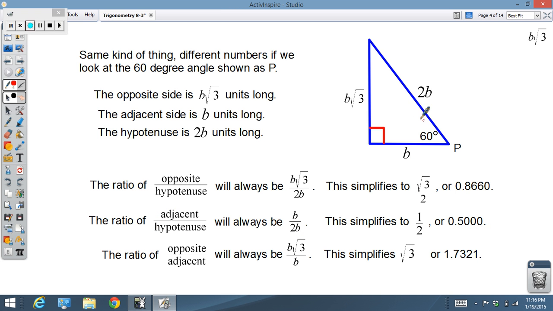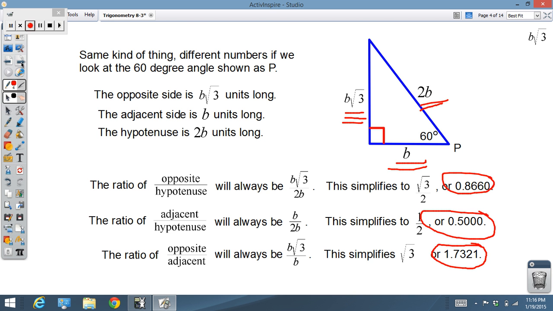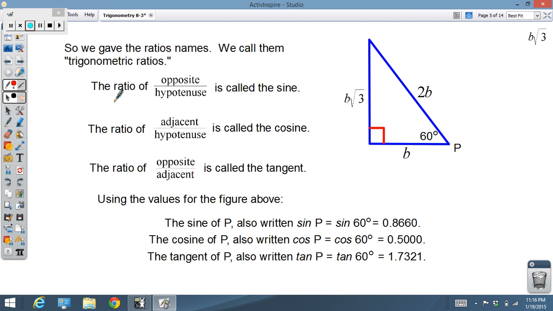And finally, the ratio of the opposite over the adjacent comes out looking like that. That's what it simplifies to, and it gives us that when we do a decimal on it, okay? Again, no matter how big it is, the ratio of a 60-degree angle, the opposite over hypotenuse will always be that. The adjacent over the hypotenuse will always be that. And the opposite over the adjacent will always be that. Make sense? Hope so, because here we go.